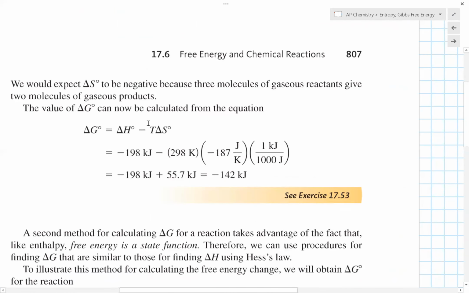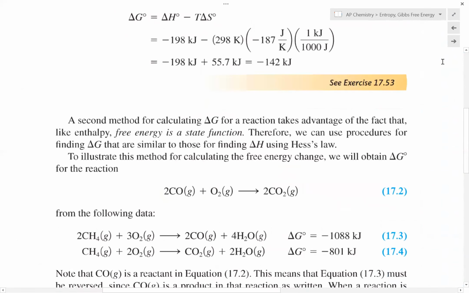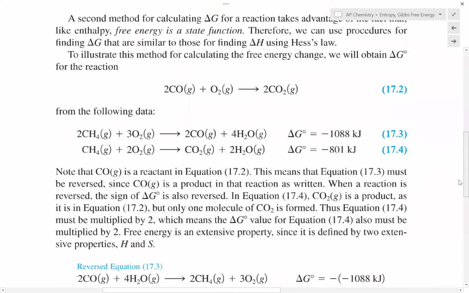Okay, delta G is equal to delta H minus T delta S, and you use it to calculate the Gibbs free energy value. In this case, because the value is negative, it is a spontaneous reaction. Now, another way to calculate delta G is to calculate it by individual steps.